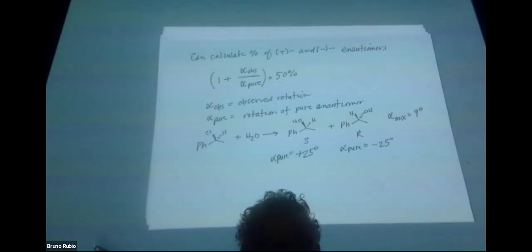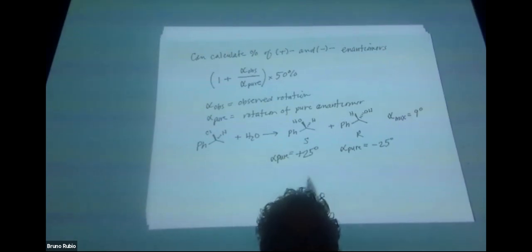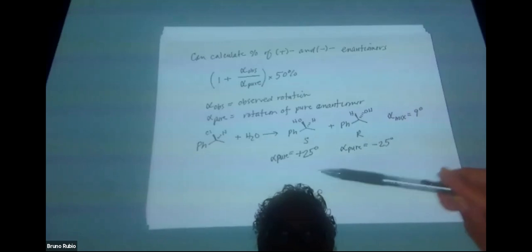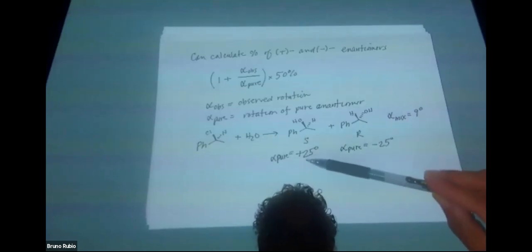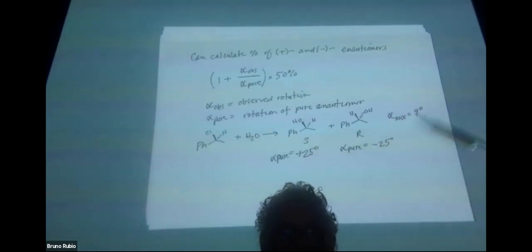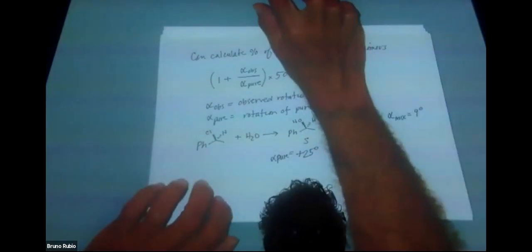Well, there's going to be more S in the sample, right? Because if I had a 100% pure sample of S, it would be dextrorotary, positive 25. That this is a positive number means there must be more S enantiomer in there. That's positive, there's more S enantiomer in the sample.